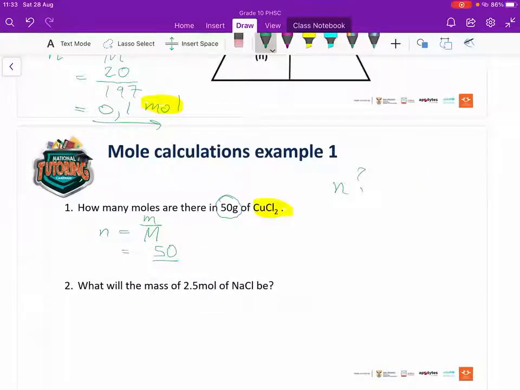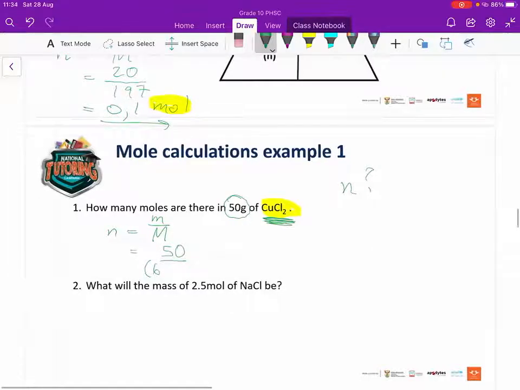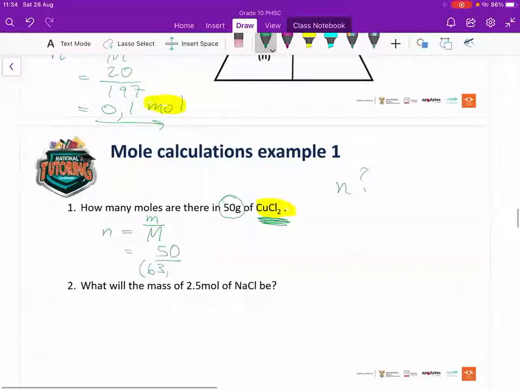I like to just put it in brackets instead of working it out separately. According to the formula, we've only got 1 copper, so that was 63.5. Then I have to add 2 chlorines: 2 times 35.5. Then I just type that into my calculator.